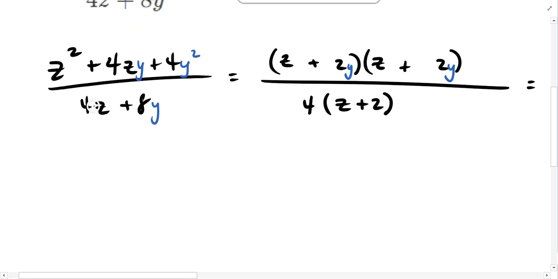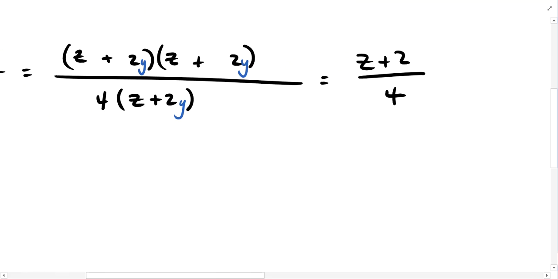In the denominator, the same thing is true. If we had 4z and 8y as our denominator, the only common factor, again, is the number 4. But what's left over after we factor out a 4 from 8y is not just 2, but 2y. As it turns out, z plus 2y is the common factor that can be canceled in the numerator and denominator, so we'll go ahead and do that. And what we're left with is z plus 2y over 4.